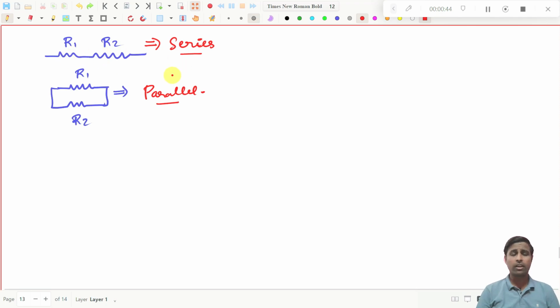How will you find if the resistors are connected in series or in parallel? You see this one, R1 and R2: one end will be connected, but the other ends will be connected somewhere else in the circuit. If the scenario is like this, then these two resistors are connected in series. And if resistors are connected like this, which means both the ends are connected to each other, then we call these types of connections parallel connections.